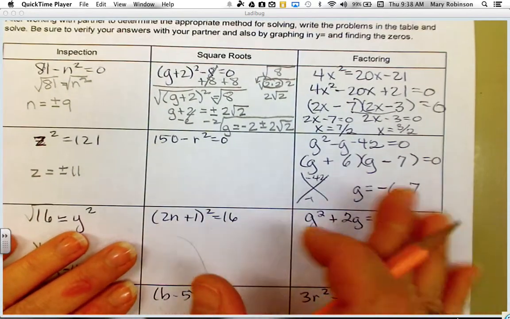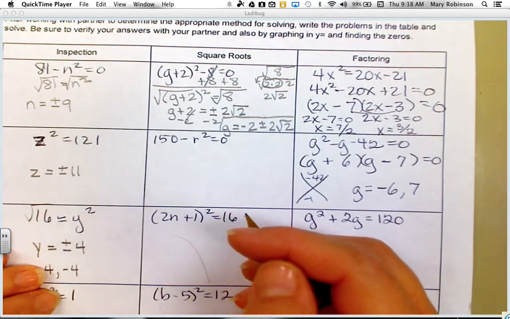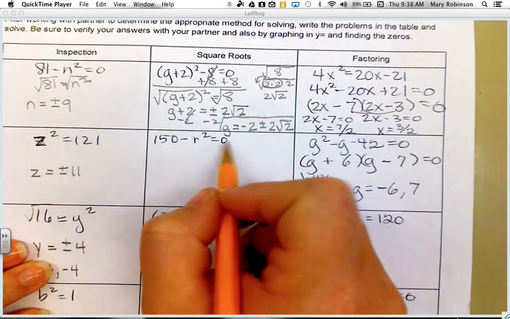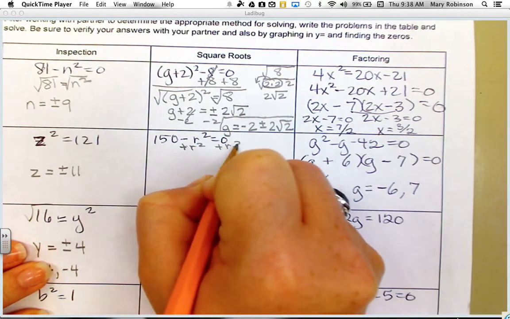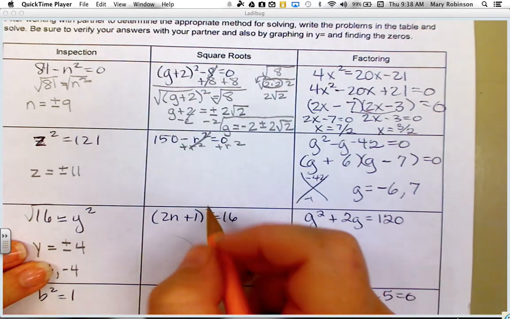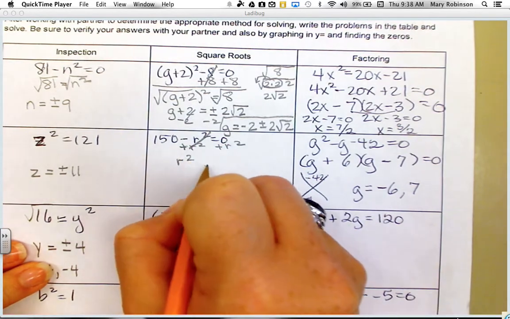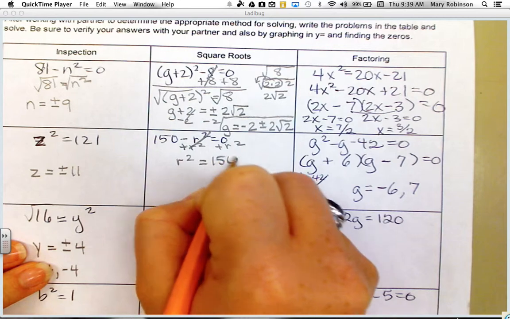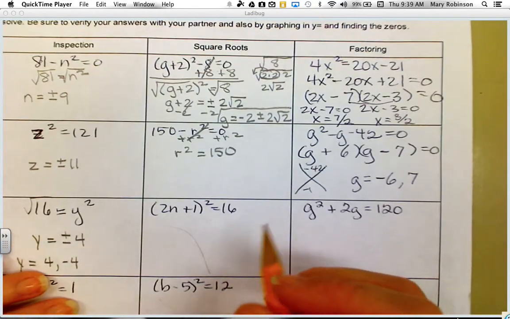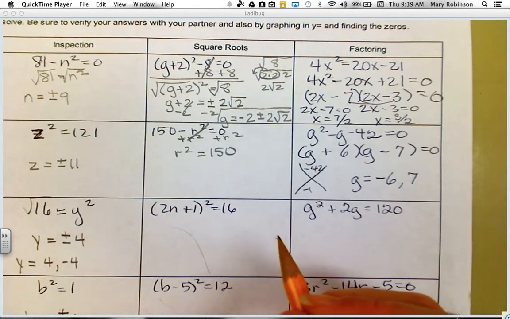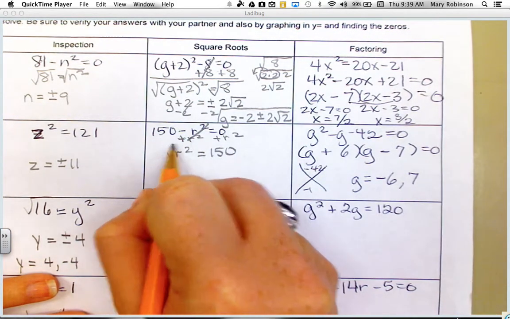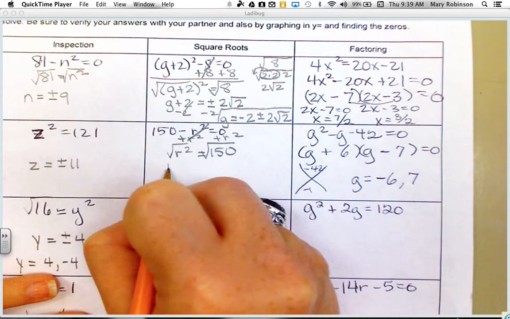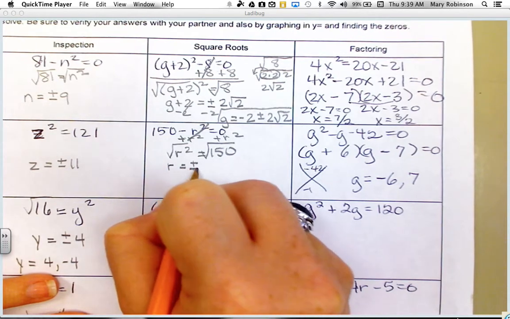Next, looking at 150 equals r squared. In order to solve this, we would want a positive r squared value. So I'm actually going to add r squared to the opposite side, but then rewrite it with r squared on the left, which is totally fine. R squared equals 150. So really there's only one step to solve for r, and that's to do what? Very good, take the square root. When we do so, we have positive or negative.